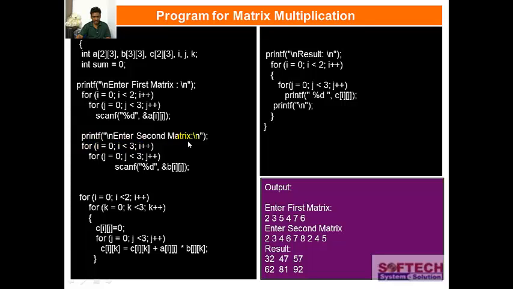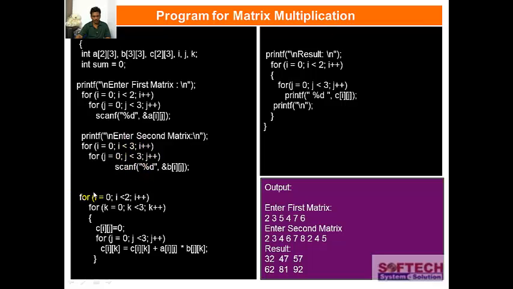Then it displays enter second matrix. The B matrix has 3 rows and 3 columns, so the last value is 3, 3: 0, 1, 2 and 0, 1, 2. The i value is 0, it rotates 3 times, j 0, 1, 2. So 0 0, 0 1, 0 2. Then it comes out of the inner loop and continues the outer loop. The i value is 1: 1 0, 1 1, 1 2. It comes out of the inner loop. The value of i is 2: 2 0, 2 1, 2 2. So after getting all the values, it comes out of the outer loop.